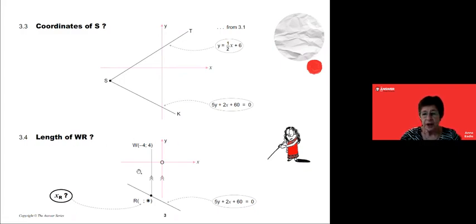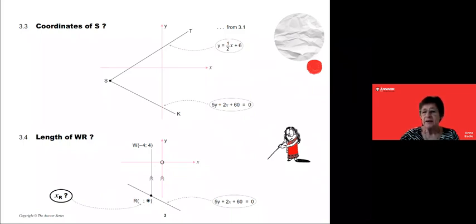The length of WR. To find the length of WR, many learners would have immediately reached for the distance formula and tried to apply that. It wasn't needed at all. We have the coordinates of W, but the coordinates of R we don't have. We have the equation of this line. But because this line over here is parallel to the y-axis, and the x-coordinate of W is -4, the x-coordinate of R is also -4.